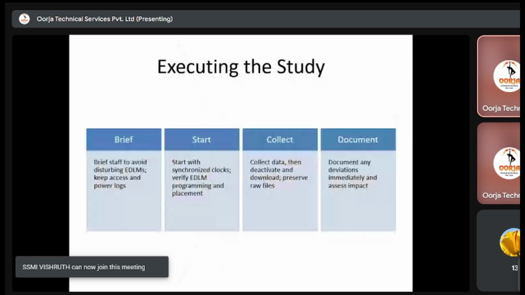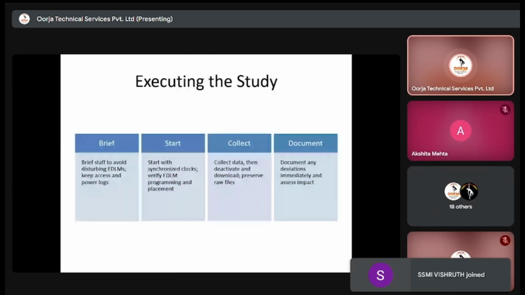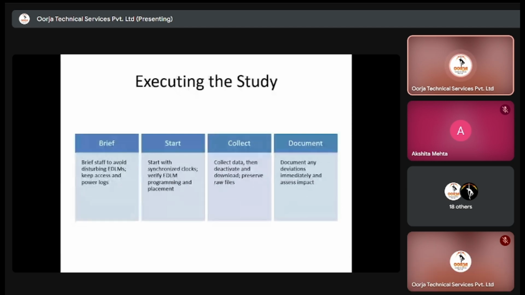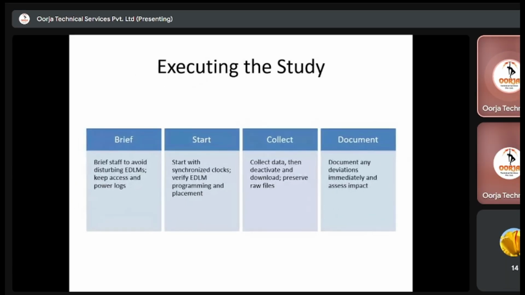Now, you have your protocol, you have your tools. Now it's time to execute. A smooth execution basically relies on a simple four-step process.